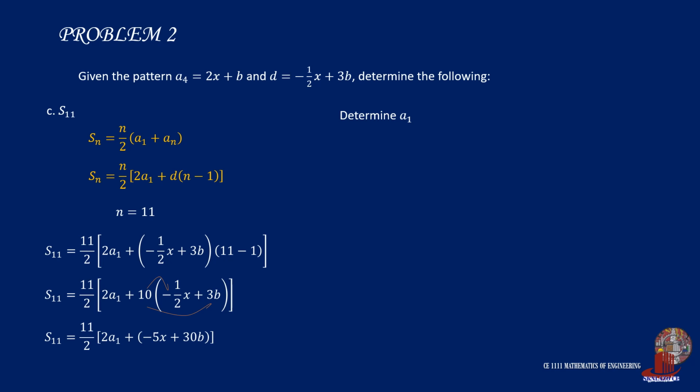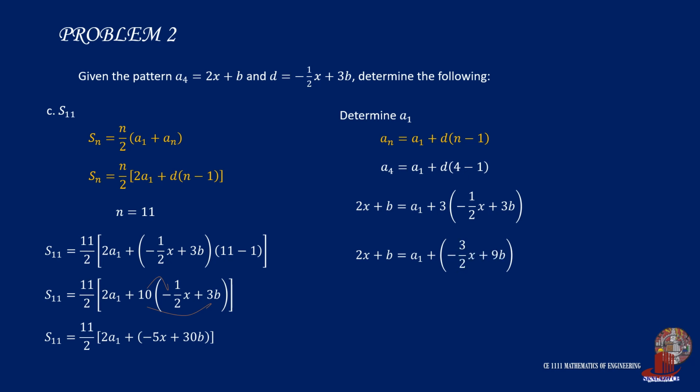With the equation already simplified, all we needed to look for is the initial term a sub 1. Use the standard nth term formula and get a sub 4 as a sub 1 plus the common difference times 4 minus 1. Plug the given parameters and get 2x plus b is equal to a sub 1 plus 3 times the common difference. Distribute 3 among the terms to have 2x plus b as a sub 1 plus negative 3 halves of x plus 9b.